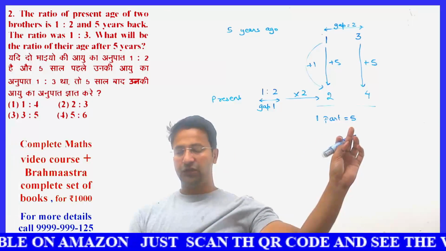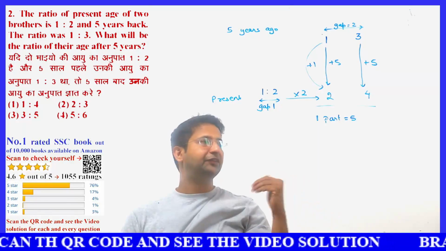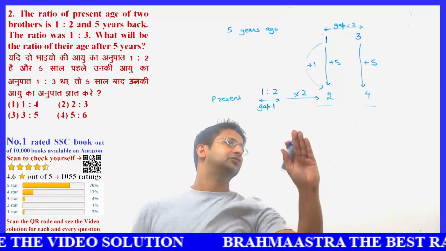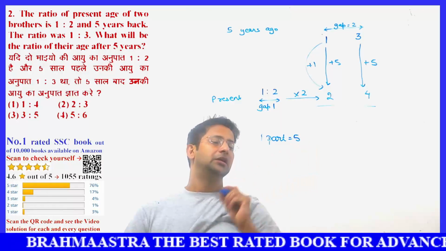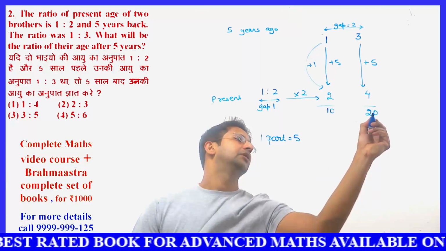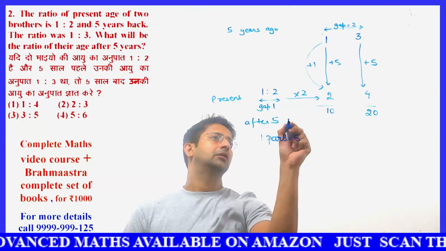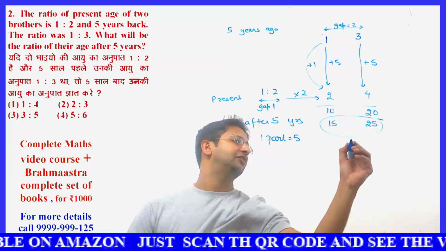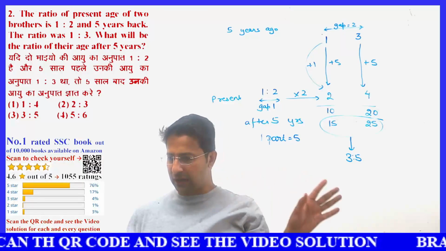If this 1 part is equal to 5, what is being asked? The ratio of their ages after 5 years. So right now, what are their ages? I have calculated this 1 part is equal to 5. When this 1 part is equal to 5, what will happen, dear students? This becomes 10. This becomes 20. After 5 years, this becomes 15. This becomes 25. So what is this ratio? This ratio is 3 is to 5. Okay. I hope it is clear to everyone.